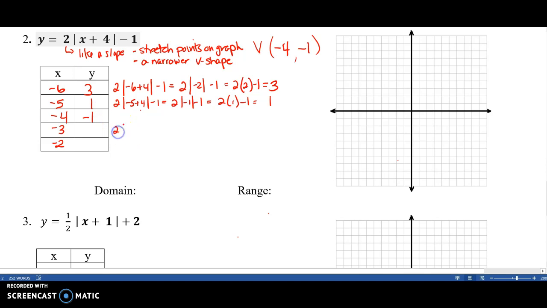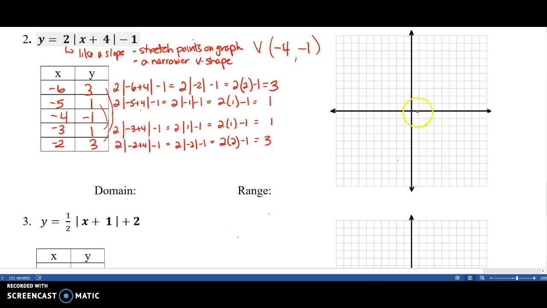Okay. Then if we plug in negative 3, 2 times the absolute value of negative 3 plus 4 minus 1 equals 2 times the absolute value of 1 minus 1, which is just 2 minus 1 or 1. And the last one is 2, negative 2 plus 4 absolute value minus 1 equals 2 times the absolute value of 2 minus 1, which simplifies to 2 times 2 minus 1, which gives us a 3. And if we check out, we see the symmetry here, so we know we're probably in good shape.